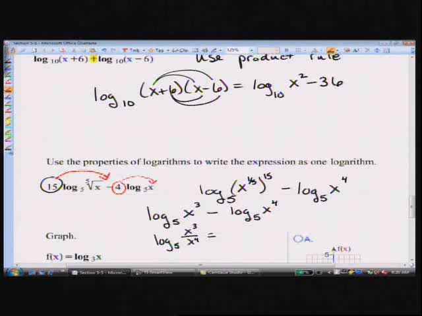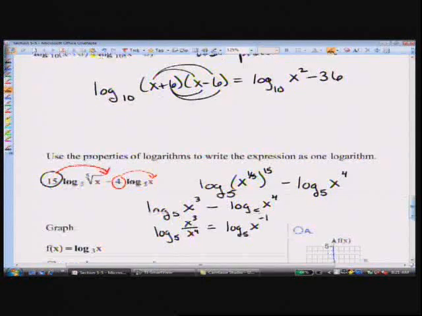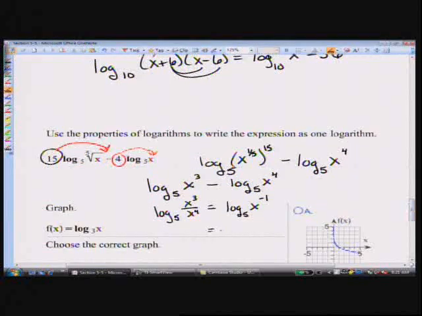x to the third over x to the fourth is x to the negative 1. So this is log base 5 x to the negative 1, and your negative 1 comes in front, so this is negative 1 log base 5 of x. And so it's log base 5 x, and then you're going to reciprocate it. Or I guess, no, okay. And so that's it for that problem.